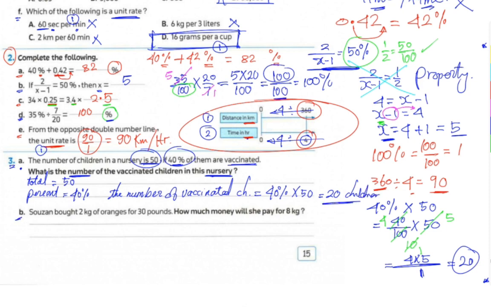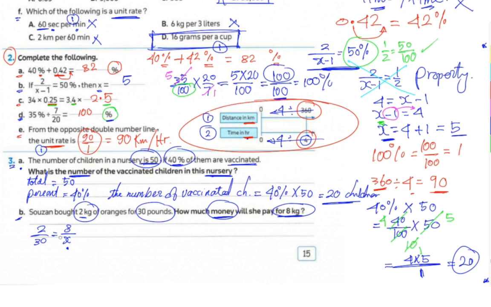Last, point B. Suzanne bought 2 kilograms of oranges for 30 pounds. So 2 kilograms for 30 pounds. How much money for 8 kilograms? That's an equivalent ratio, right? The first ratio is 2 over 30. The second ratio, 2 kilograms becomes 8, so 8 over x. I need to find x, the money.